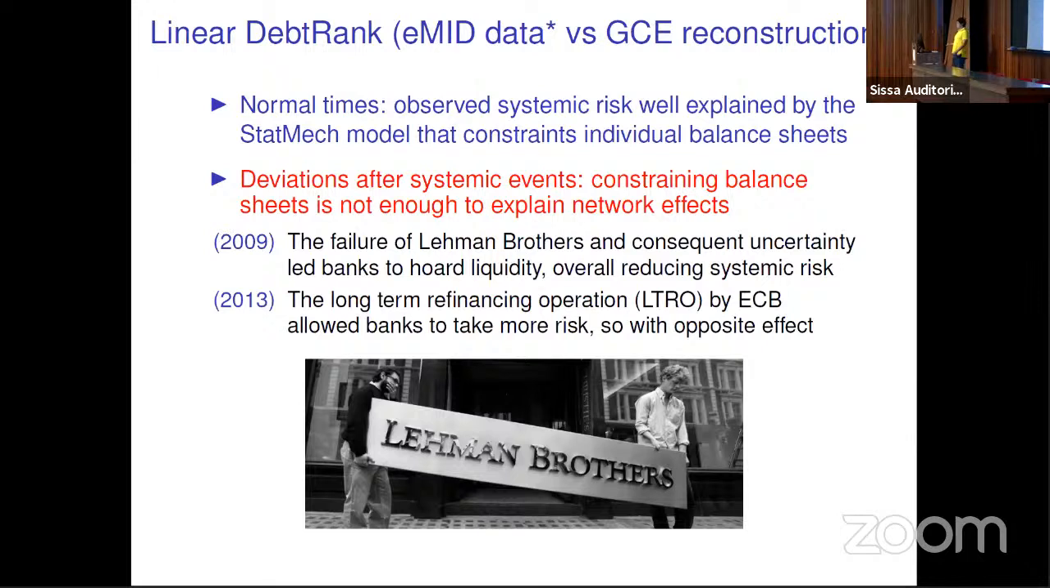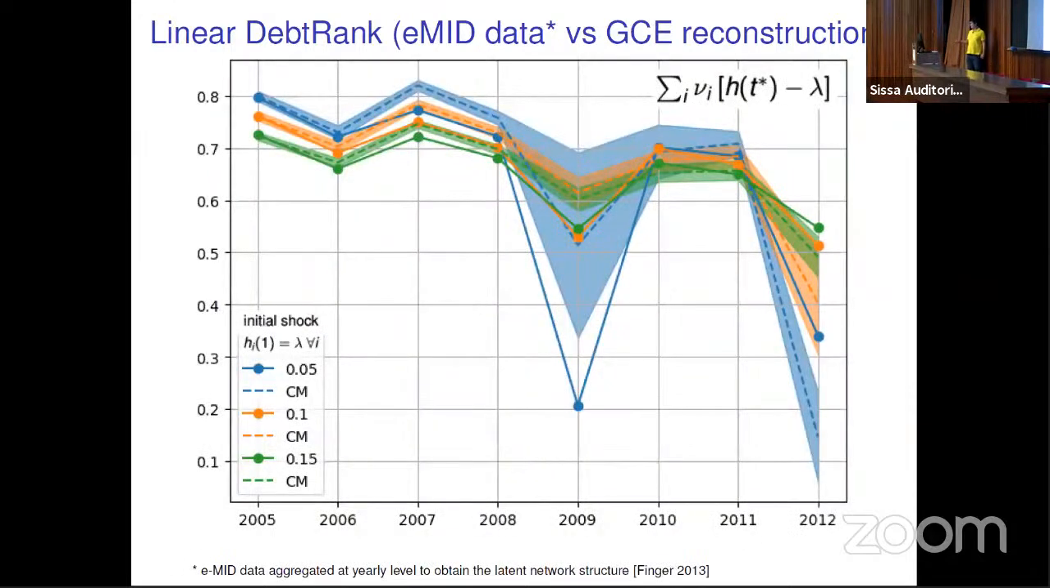And the same happened for 2012 in the opposite direction. 2012 is the year when the European Central Bank started to basically lend money for free. And so banks were more willing to take risks. So these were two opposite situations in which in 2009 risk is lower in real data than in the ensemble. And instead in 2012, risk is higher in real data than in the ensemble, so in the economic equilibrium.